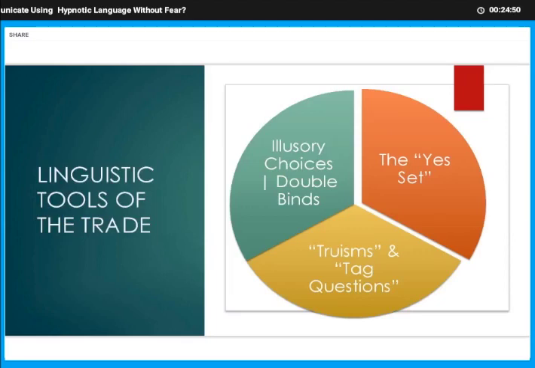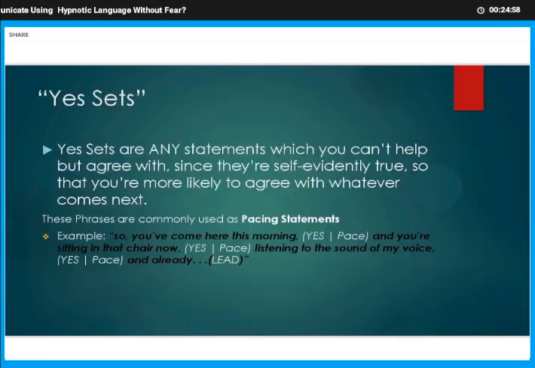All right, so these are the 3 linguistic tools of the trade, and we'll go through these relatively quickly. Let's go ahead and go to the next slide and start with the yes set. Yes sets are any statements that you can't help but agree with. Since they're self-evidently true, the next thing you say is more likely to be true. So these phrases are commonly used as pacing statements, the yes statements that come before the lead.